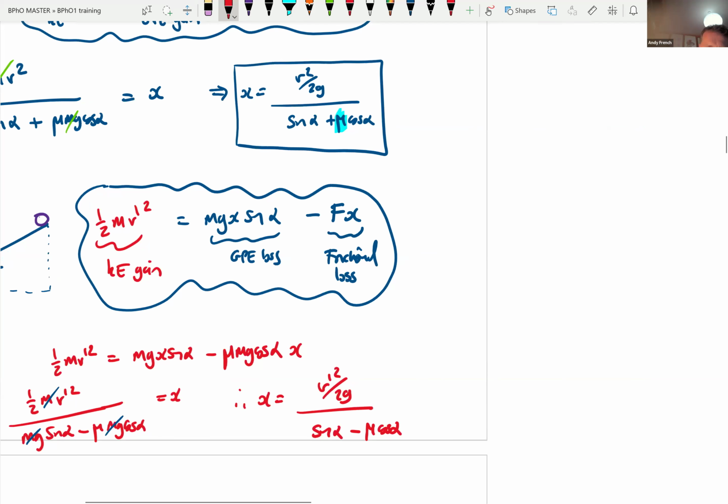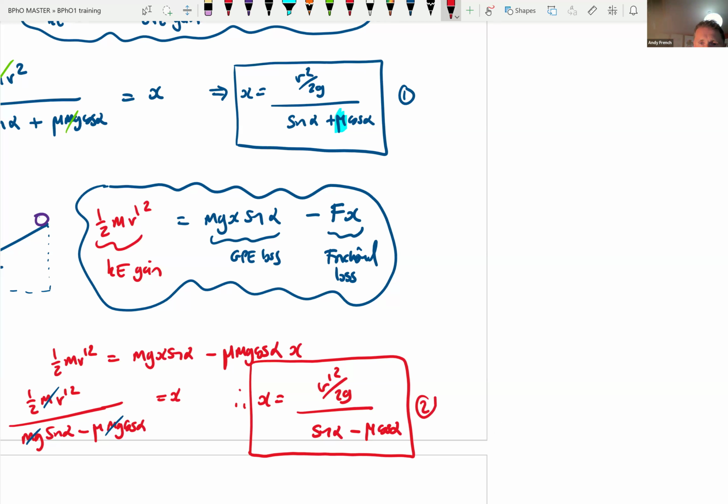So if I'm going to put those two things in boxes, we've basically repeated the same calculation, but now our friction term has a different sign. So what we can do is divide one by the other, or set them equal to each other. That's probably the best way of doing it. So if we set 1 equal to 2, which is x, then we can put that together.